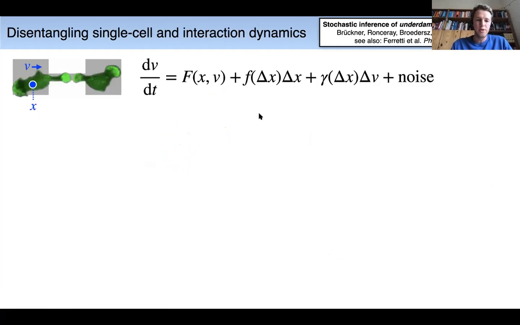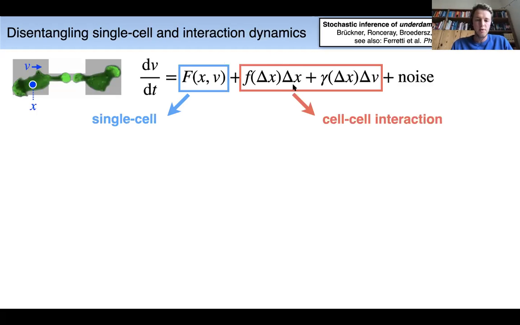Our intuition here is that we can again write down an equation of motion for these cells, which, additionally to a single cell motility term, might also have interaction terms, which in this case we postulate take the form of a cohesive interaction, which could range from repulsion to attraction, and a frictional interaction, which can depend on the relative velocity of these cells.